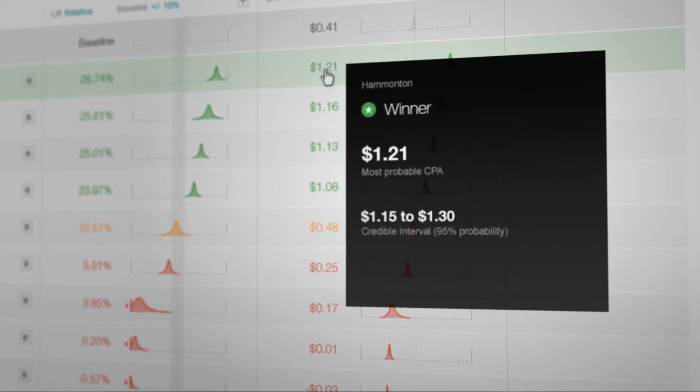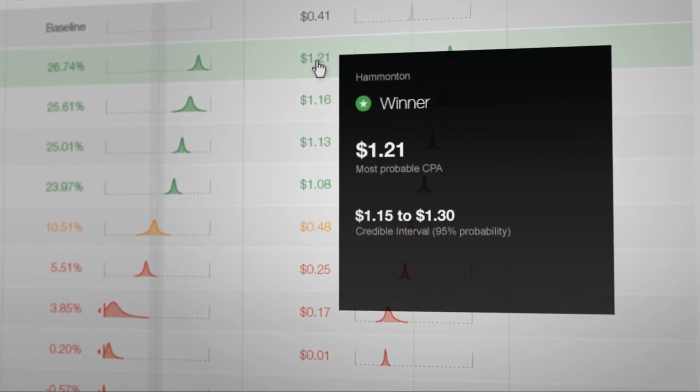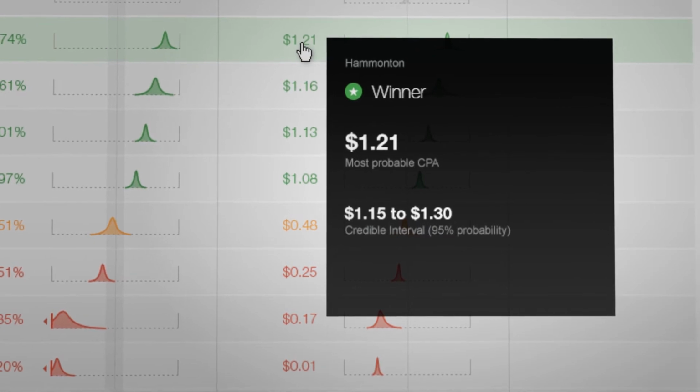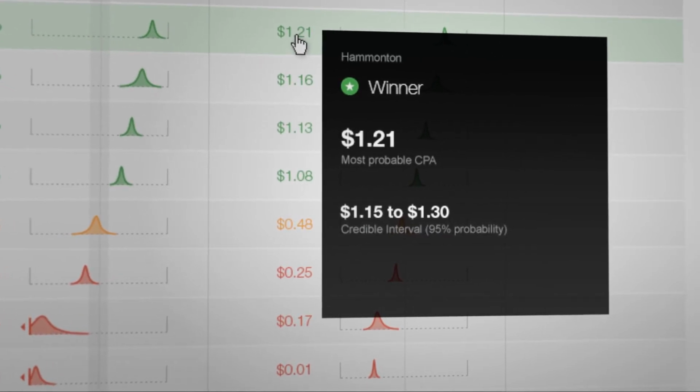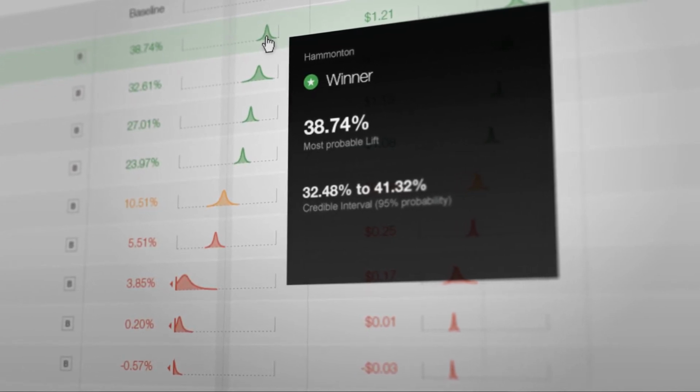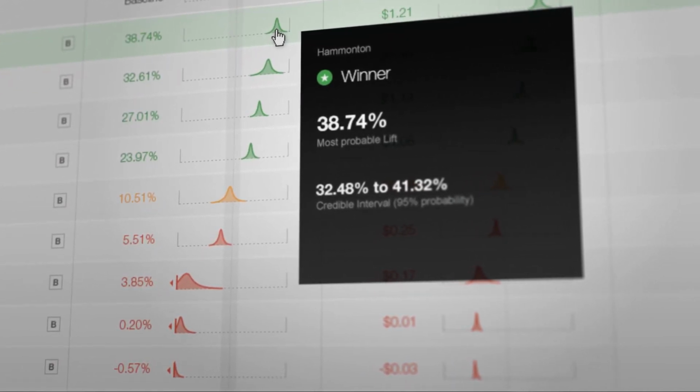For example, Quantify may tell you that the cost per conversion for a variation lies between $1.15 and $1.30 with a 95% probability, and that it performs between 32 and 41% better than other variations. No need to involve a data scientist.